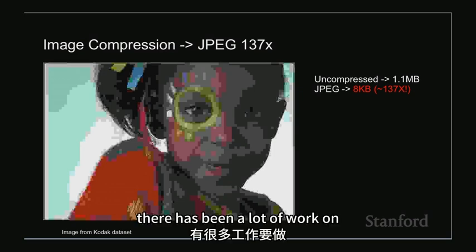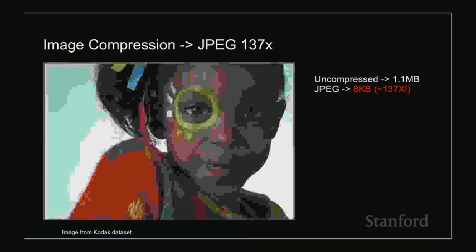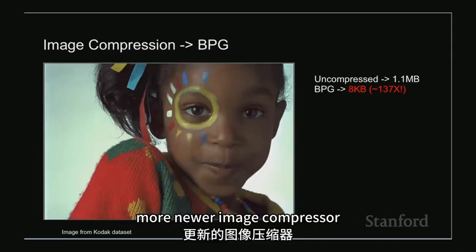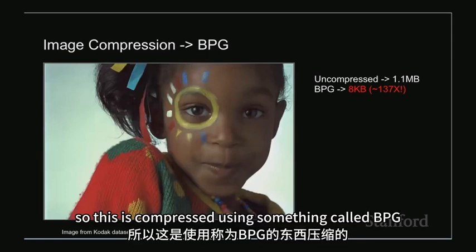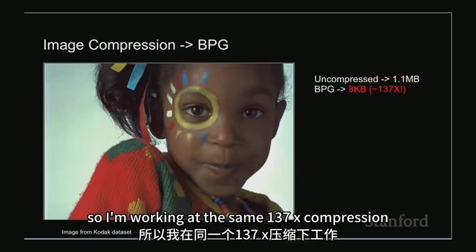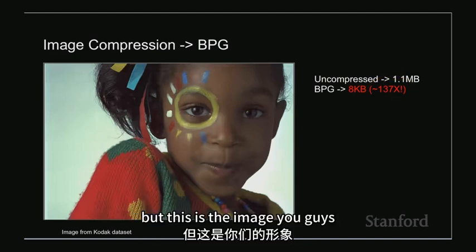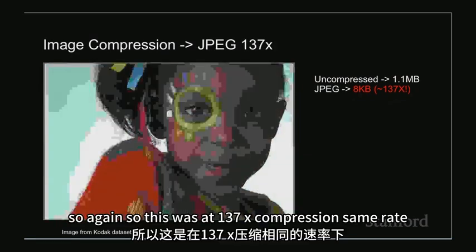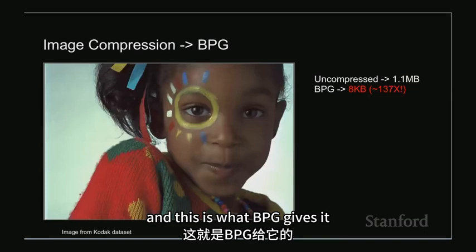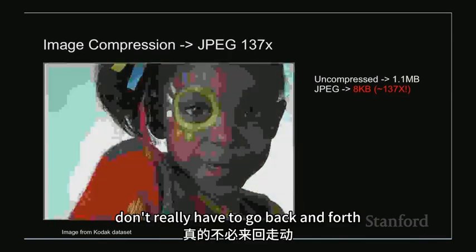There has been a lot of work on image compression over the years. And this is what you see if you compress it using one of the relatively newer image compressors. This is compressed using something called BPG. Again, my file size is 8 KB, so I'm working at the same 137x compression. So this was at 137x compression, same rate, the reconstructed image. And this is what BPG gives.